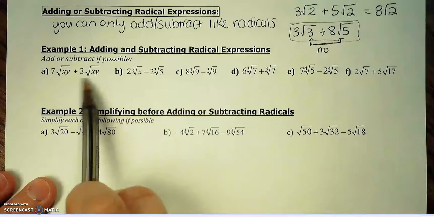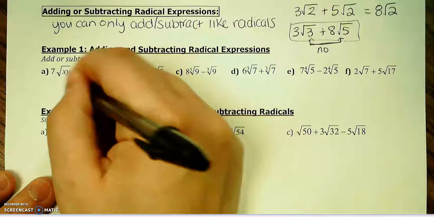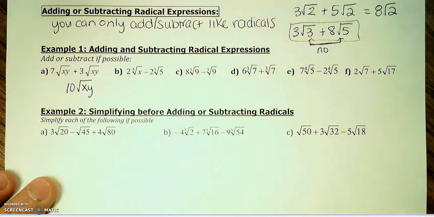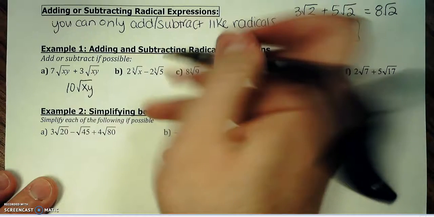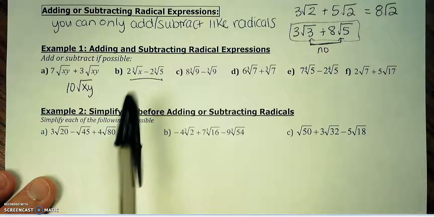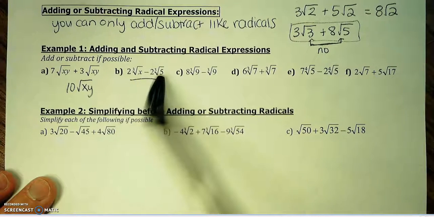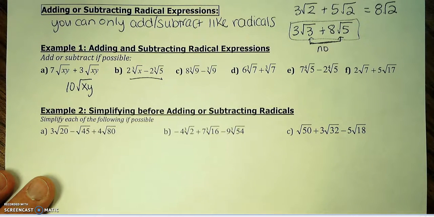So we're going to get into this here. These two have exactly the same thing under the root, x times y, so this is 10 roots of xy. These can't be added any further. That's as simplified as that expression can get because they don't have the same thing under the radical. This has an x, this has a 5, so that's already been simplified.